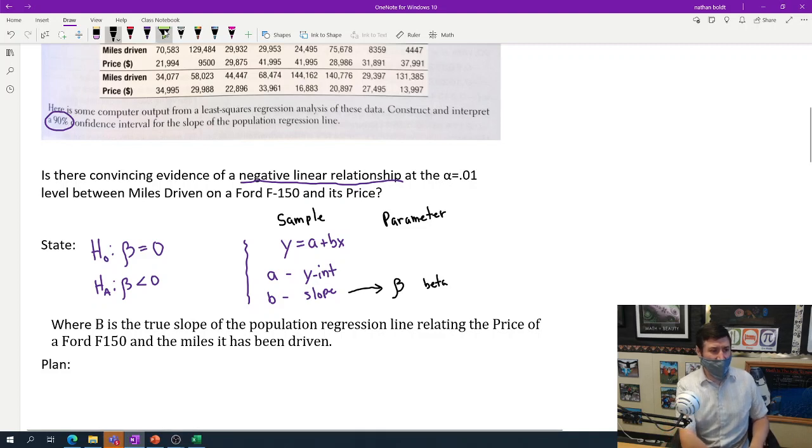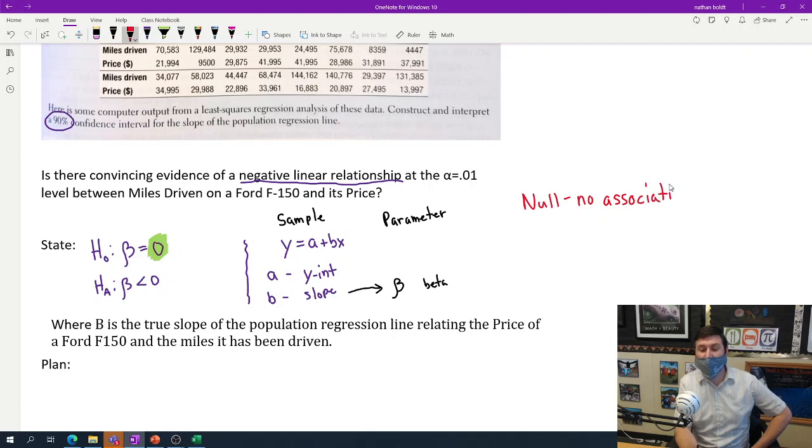All right, then the next question you might, I hope, have is, where the heck did 0 come from? Why is it beta equals 0 and beta is less than 0? Beta equals 0 means there is no association, or no relationship. If there was no relationship between miles and price, then our scatter plot would just look scattered.